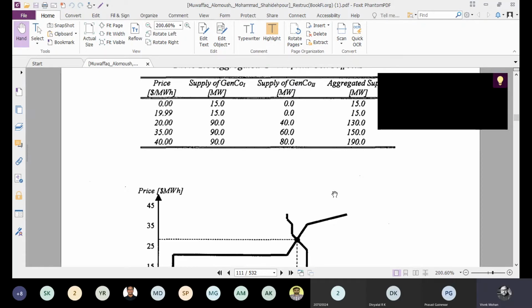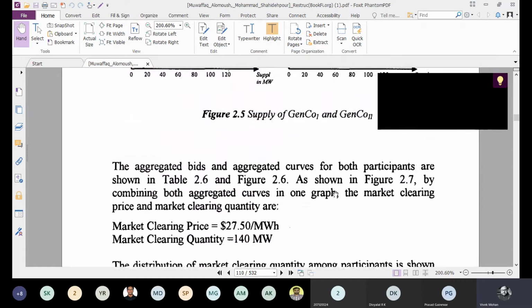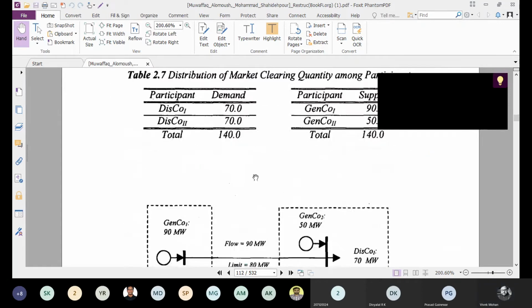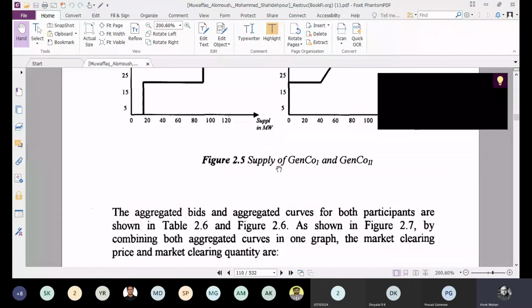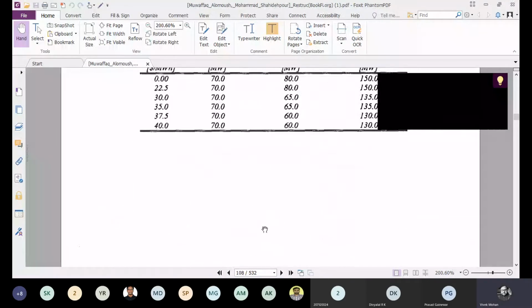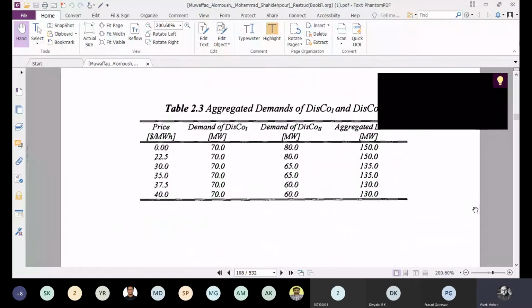Now what about Discos 1 and 2? What is the demand for Discos 1 and 2? It is 70 and 70, because it's at 27.5. Where is the aggregated demand curve? Here. At 27.5 it is 70 here, right? Then this is 80 to 65. So at this particular point at 27.5, the remaining is 70, right?